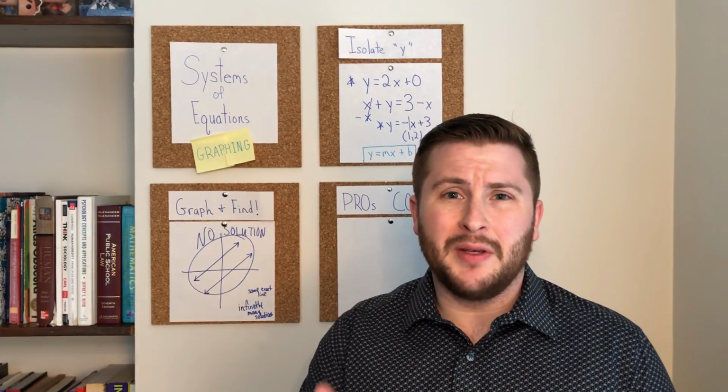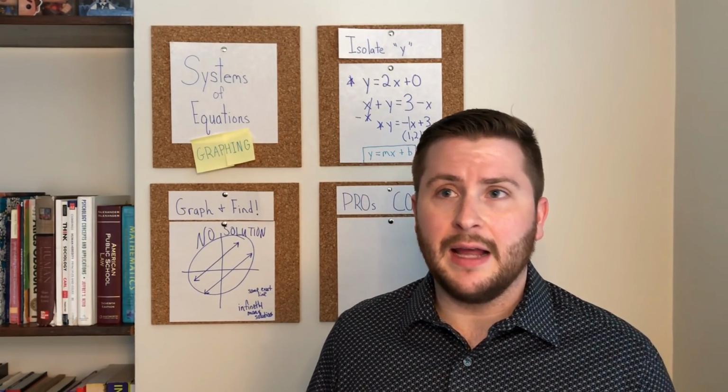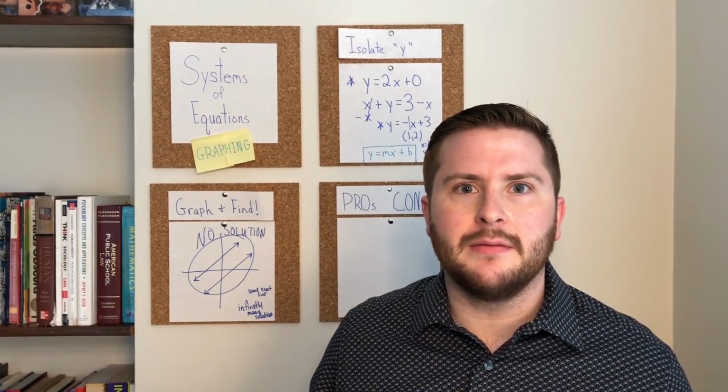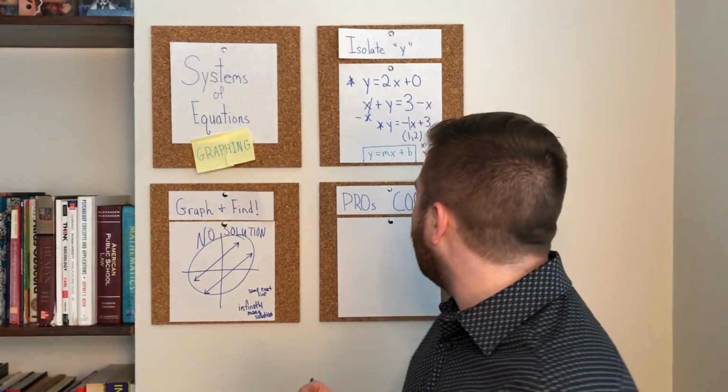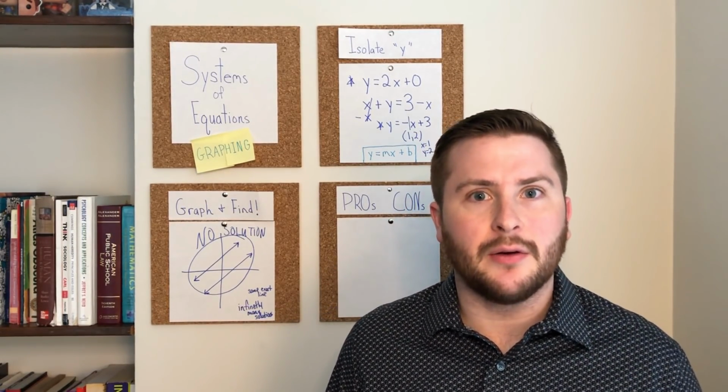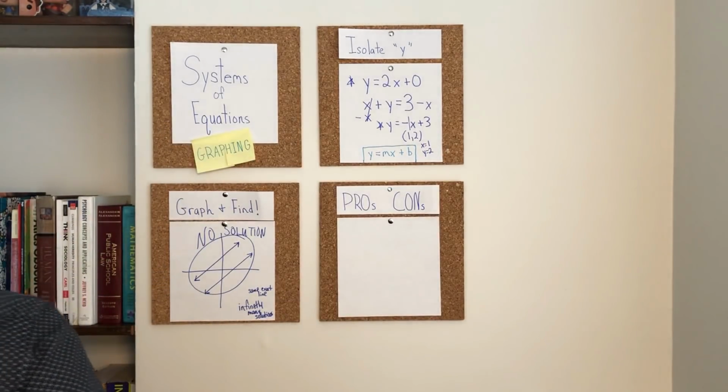So this is pretty simple because you already have the skill set of graphing lines. Get the y by itself, graph it, where they cross is the answer. I want to write down some pros and cons of when you would use this versus the other two methods that you're going to learn as well.